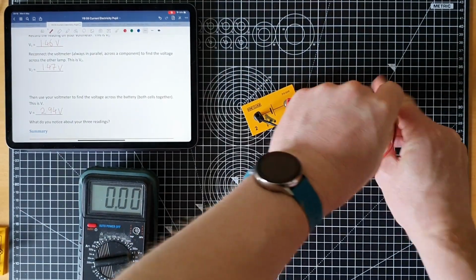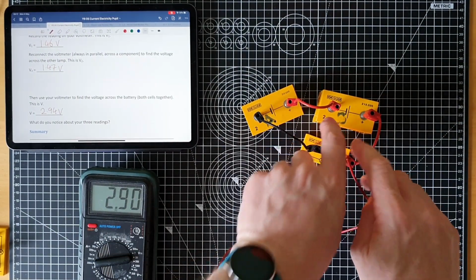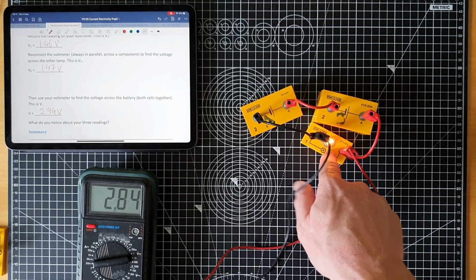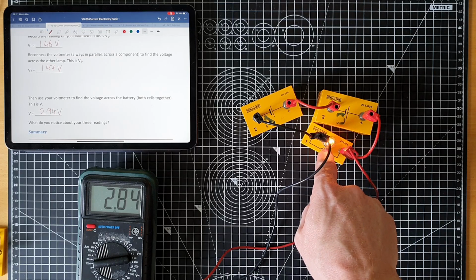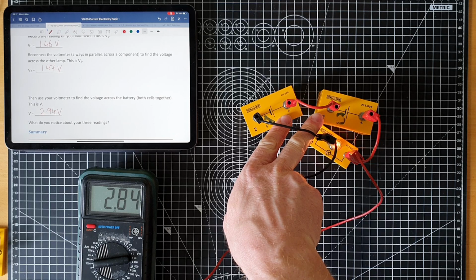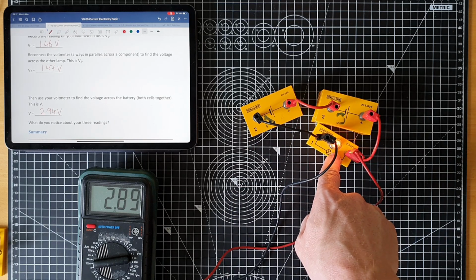Well, what's the voltage coming out? There you go, we've got 2.9 volts coming out. So this time it's brighter because it doesn't have to share the voltage. It's taking all the voltage itself. All the energy that's being put in by the cells is being taken out by the bulb.